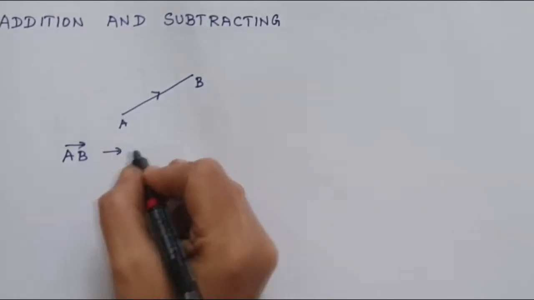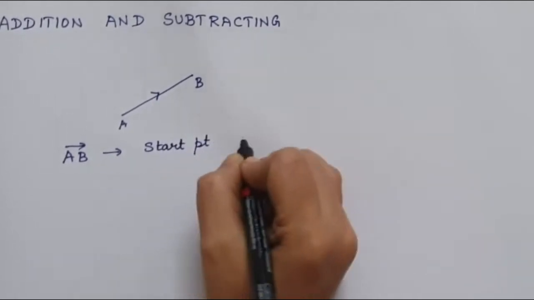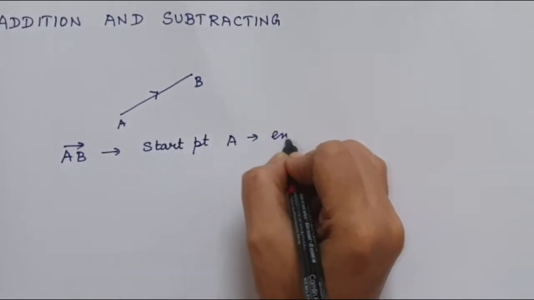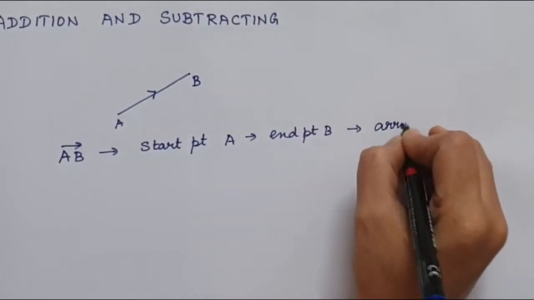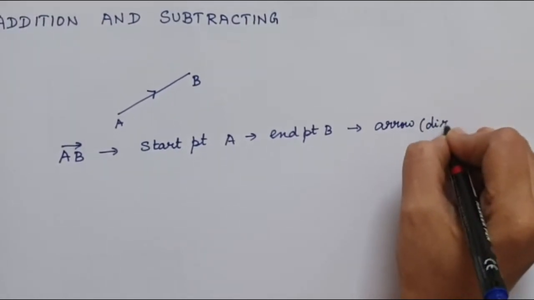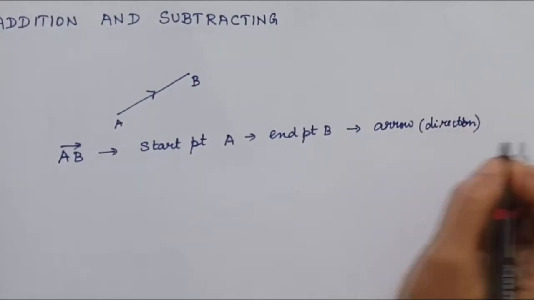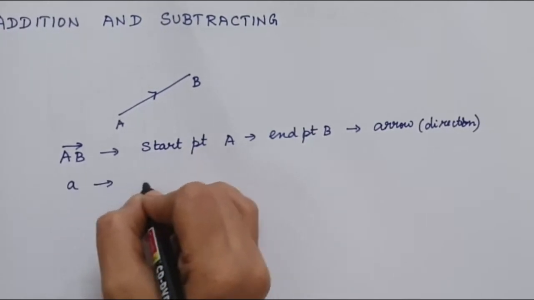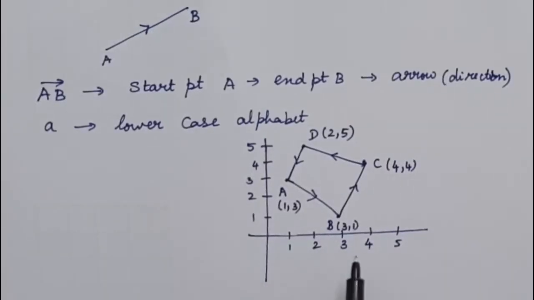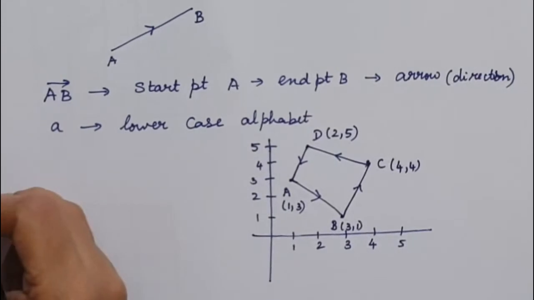When we write a vector AB, we know that the start point is A, the end point is B, and the arrow represents the direction of the vector. Now, the same way, it can be represented by a lowercase alphabet also. Vectors can be drawn on a coordinate grid. We have the points A, B, and C. And now we'll represent these vectors in the form of columns.